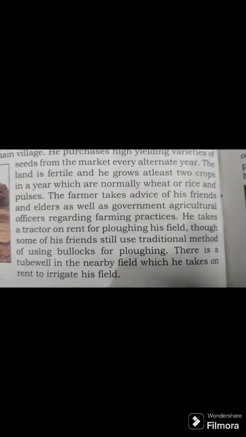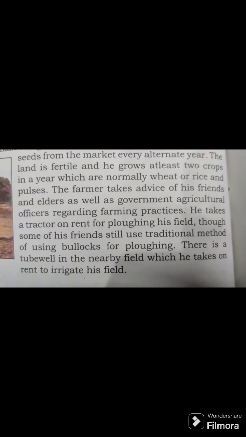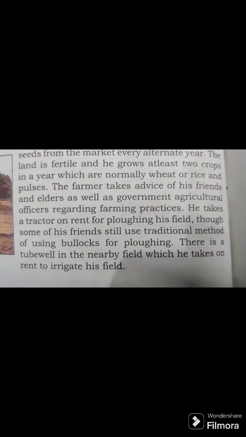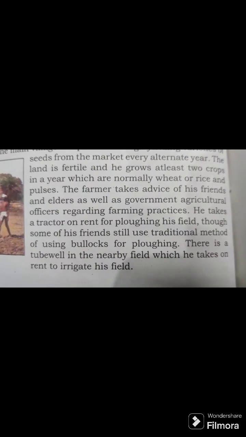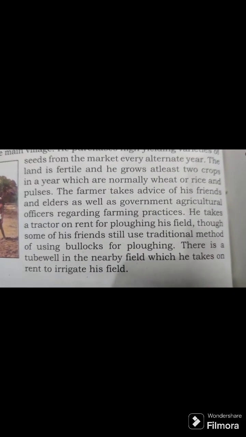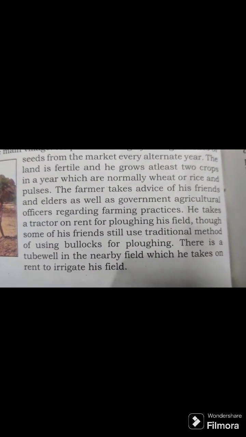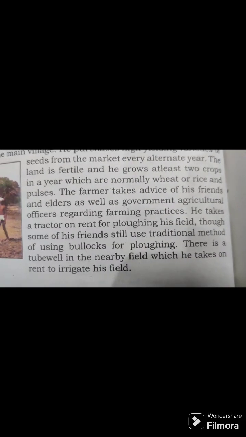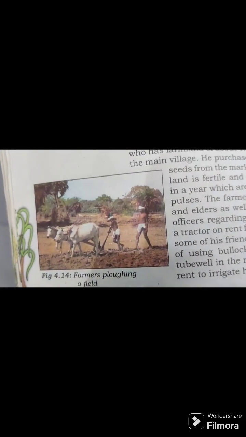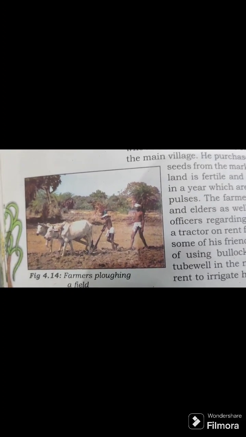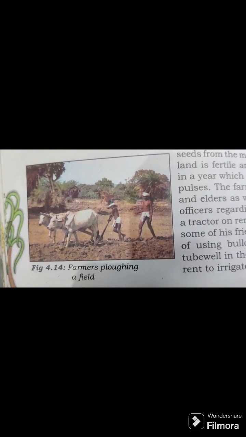Though some of his friends still use the traditional method of using bullocks for ploughing. There is a tube well in the nearby field which he takes on rent to irrigate his field. This figure 4.14 is showing farmers ploughing a field.